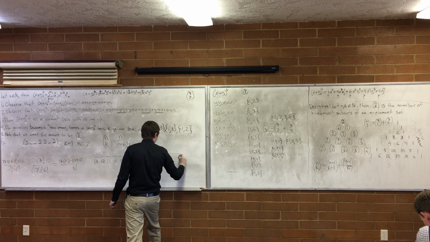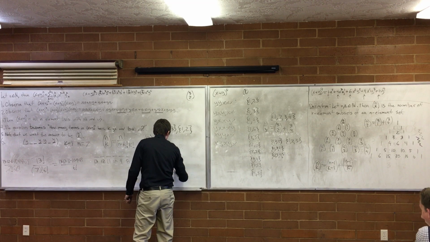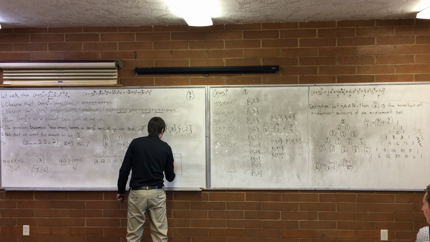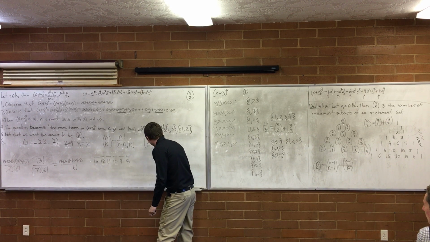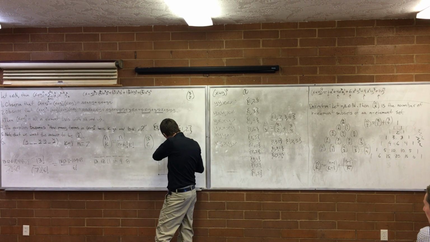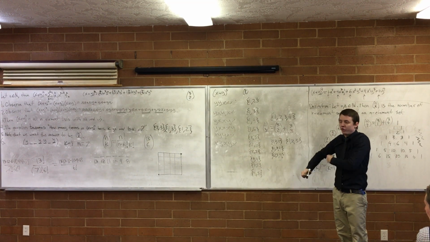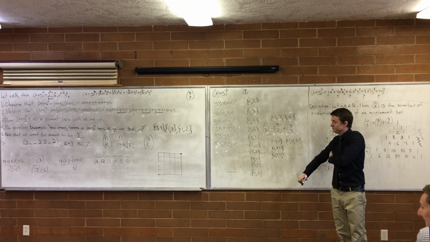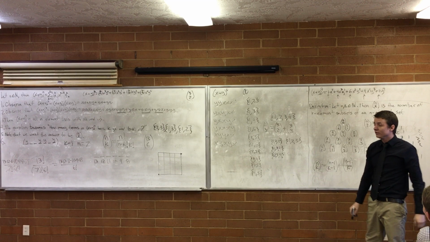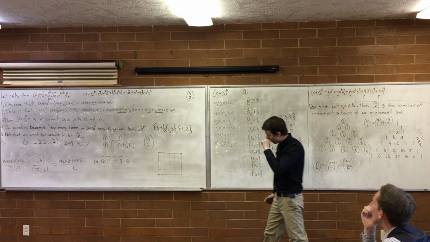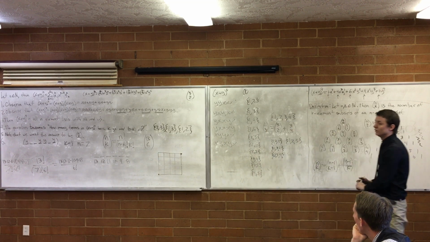So if I have some grid, and I need to get from this corner to this corner, how many different paths through there can I get? How many ways are there to do it? Bunch of different ways. Well, how can we think about it though?